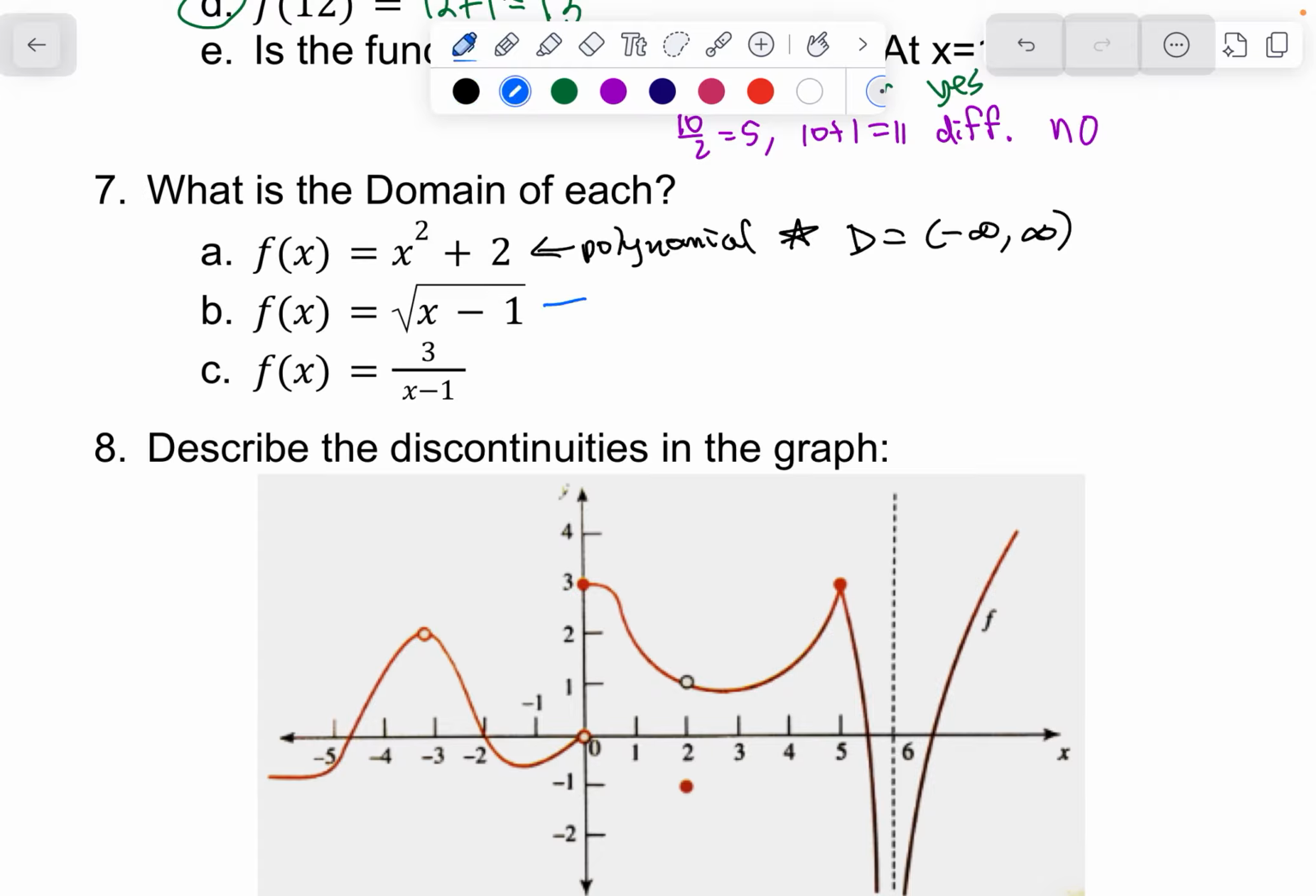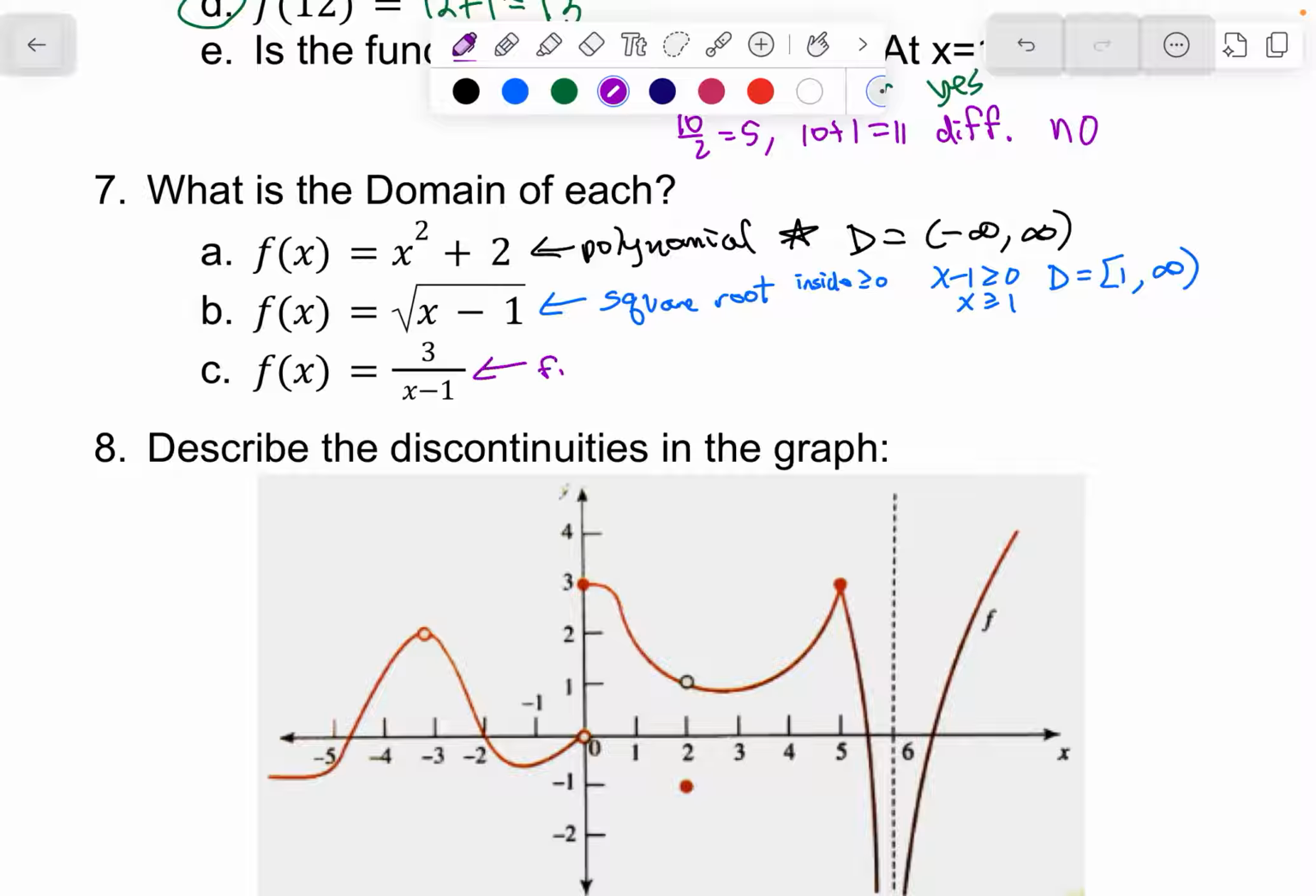For a square root, here's the rule that you have to remember. You got to take the inside and set it greater than or equal to 0. It's just an inequality, and solve. And if you divide by a negative, remember to flip the symbol. Otherwise, it is what it is. We're going to add 1 to both sides. We get x is greater than or equal to 1. On the number line, that would be from 1 getting bigger to infinity. So that's a square root. Inside greater than or equal to 0 is the rule you want to memorize.